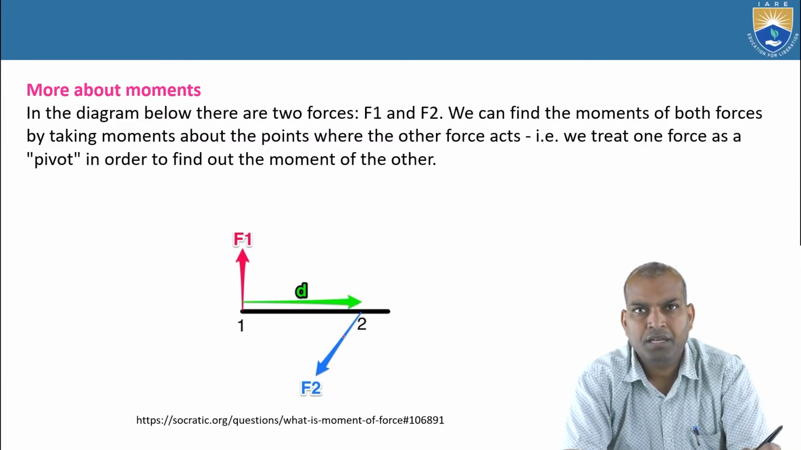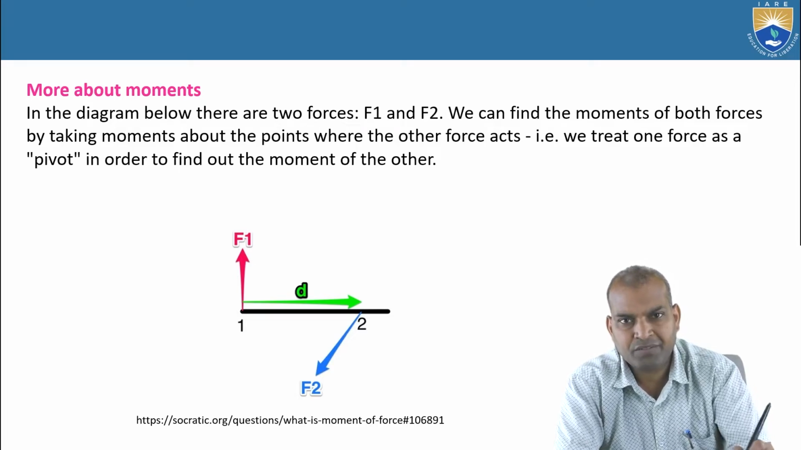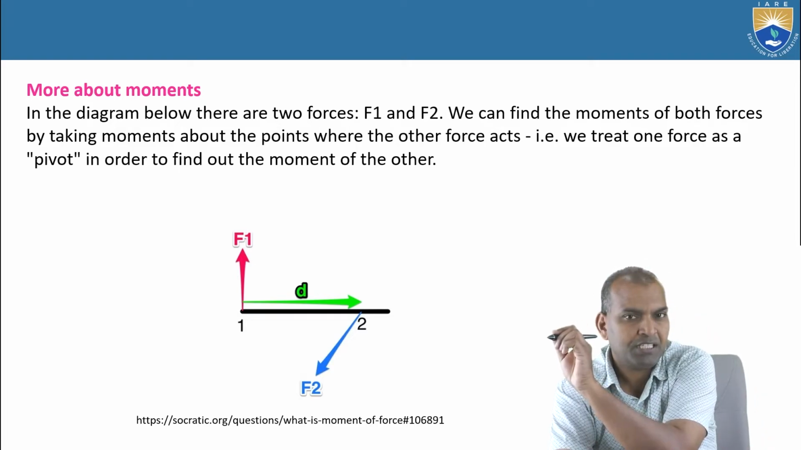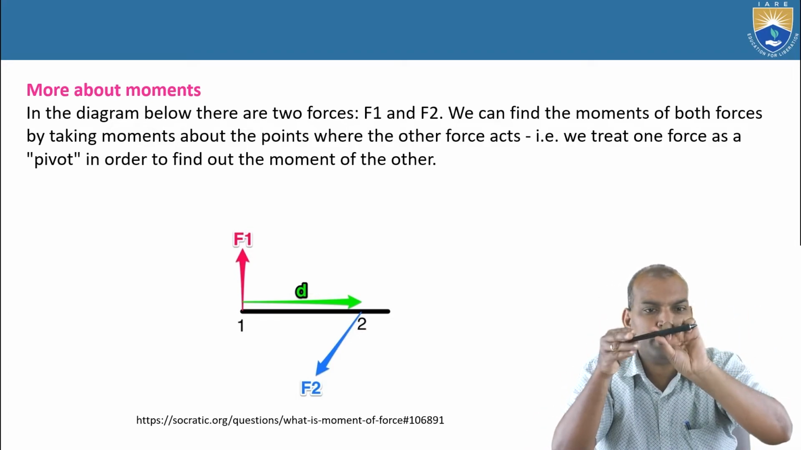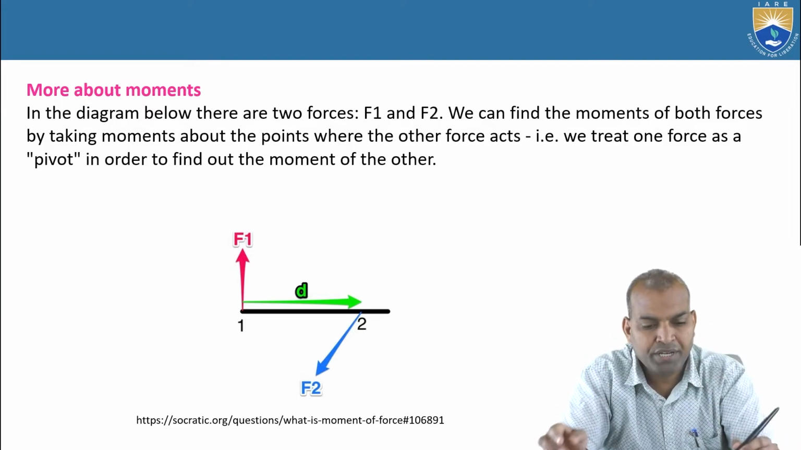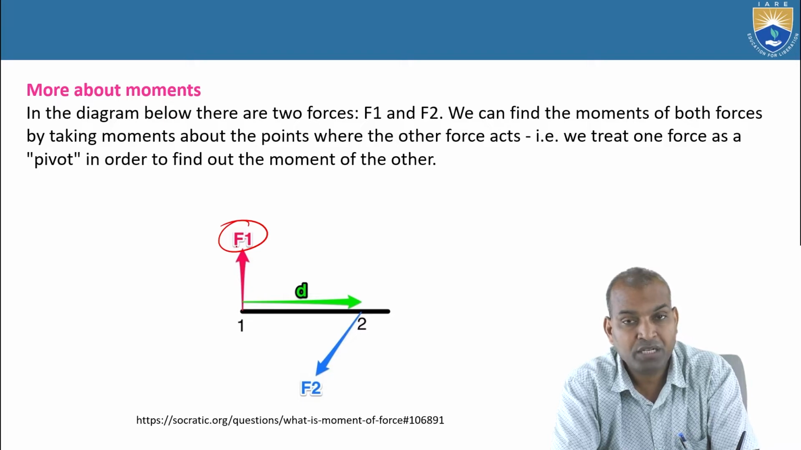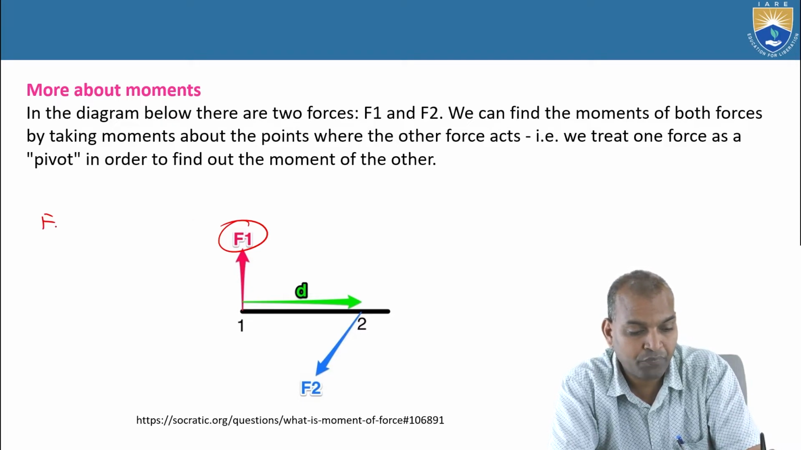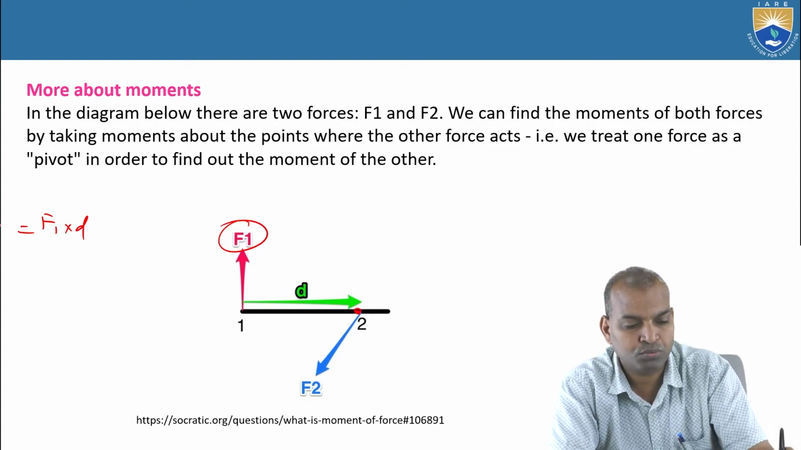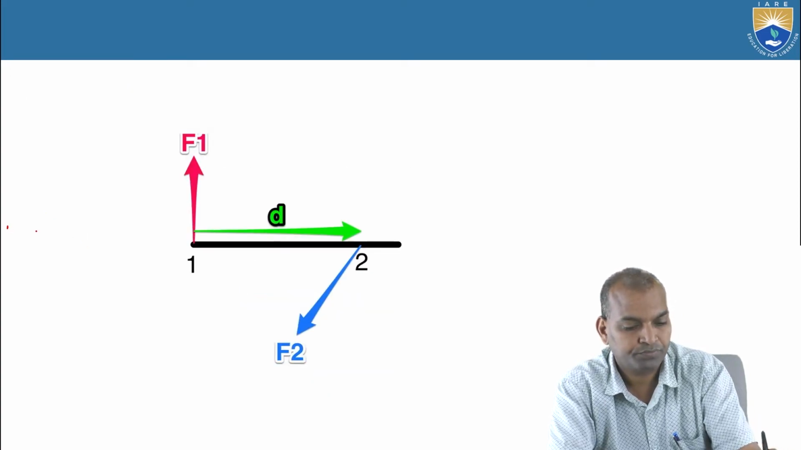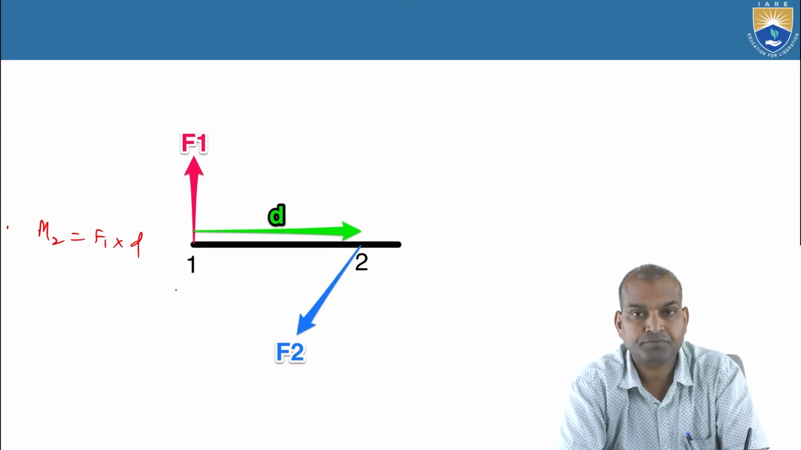Okay, now more about moments. Here the moment is nothing but the force times the perpendicular distance. If you are applying the force, this is the perpendicular. Understand? Now here in this case, there is F1 and F1 times D. When we are considering the moment of the force F1 times D, the pivot point is 2. That is M2. M2 equals F1 times D.